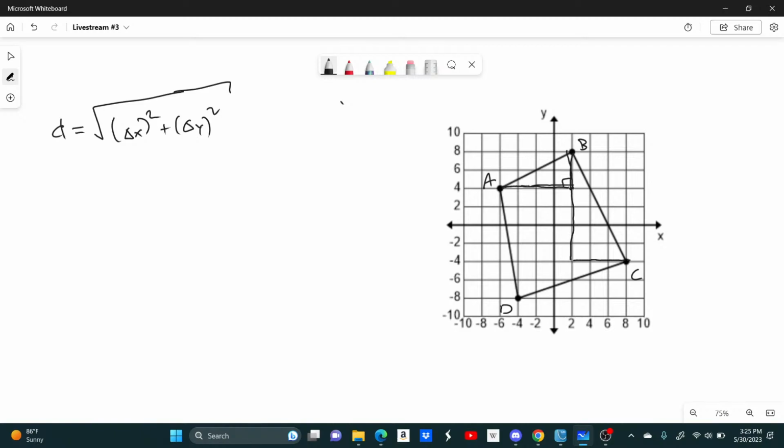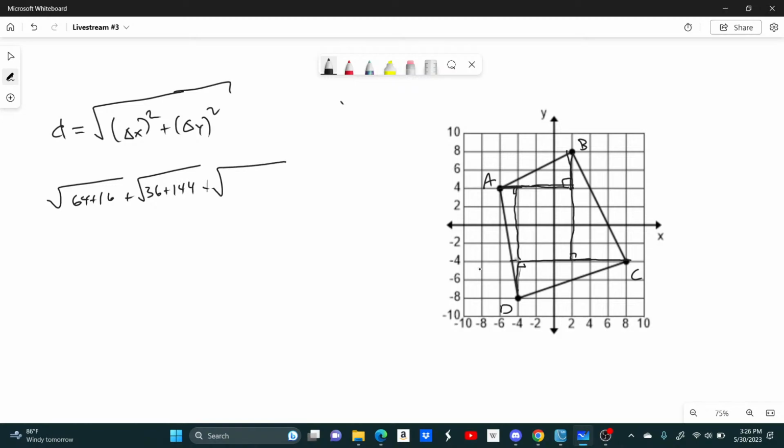So then you just do that for all of these, and you end up with all your distances. So the change in x squared between A and B is from -6 to 2. So that's 8 squared is 64. And then your change in y is from 4 to 8, which is 4 squared is 16. And from B to C, our change in x is from 2 to 8, which is 6 squared is 36. Our change in y is from 8 to -4, which is 12 squared is 144.